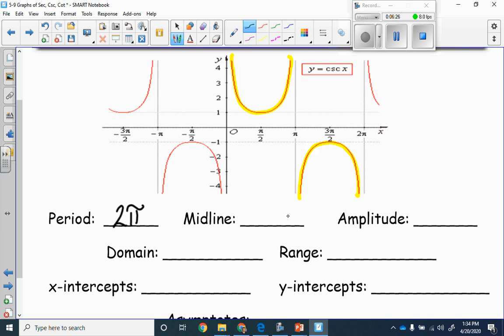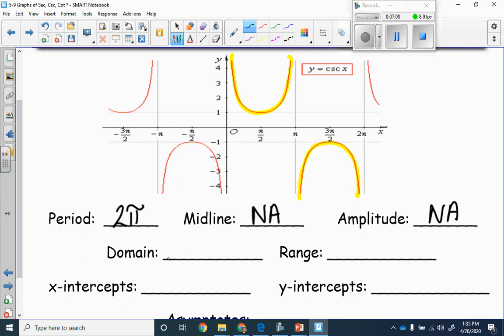Now, midline, like your tangent, there technically is no midline. So a midline does not exist for cosecant and secant, because you don't have a maximum and you don't have a minimum. Same thing goes for amplitude. Amplitude is also not going to exist for cosecant and secant. However, you're still going to have those values of vertical stretches and vertical compressions, as well as vertical shifts.